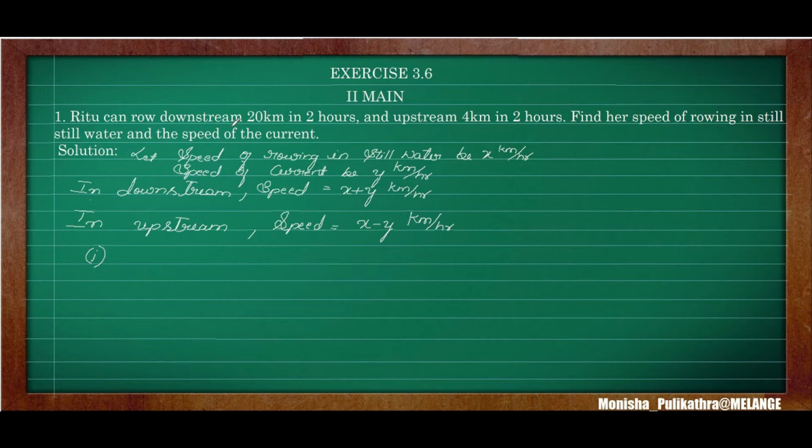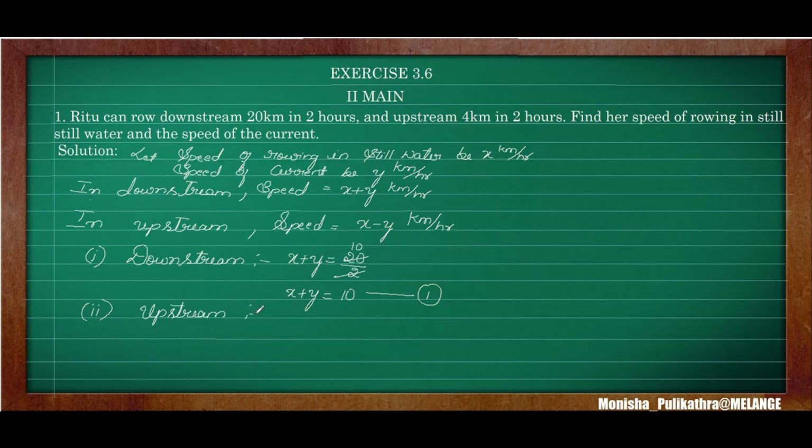Here in downstream they have given 20 km in 2 hours, right? So downstream is given by x plus y, so x plus y is equal to 20 kilometers in 2 hours, distance by time. 2 ones are 2, 2 tens are 20, so x plus y is equal to 10. This will be the first equation, and next is the second, upstream.